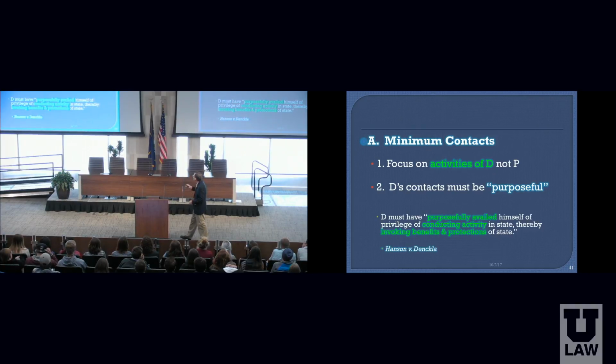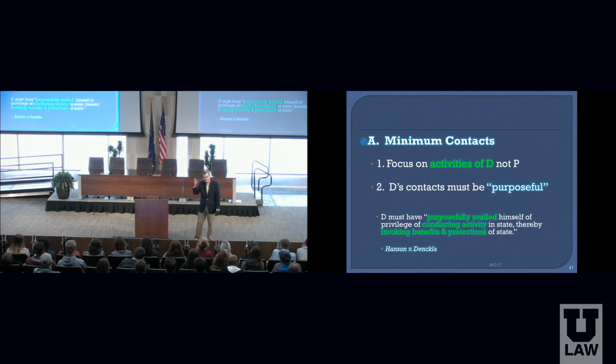And notice how I've done two things here. That's the rule I stole from Hanson. Do you guys still read Hanson? Is that still good law? Okay. So I wrote the rule that the defendant must have purposely availed himself of the privilege of conducting activity in the state, thereby invoking the benefits and protections of that state. That's the rule. If you have a take-home test or you can bring in your outline, I'd just copy that rule, quote it, and type it back down.